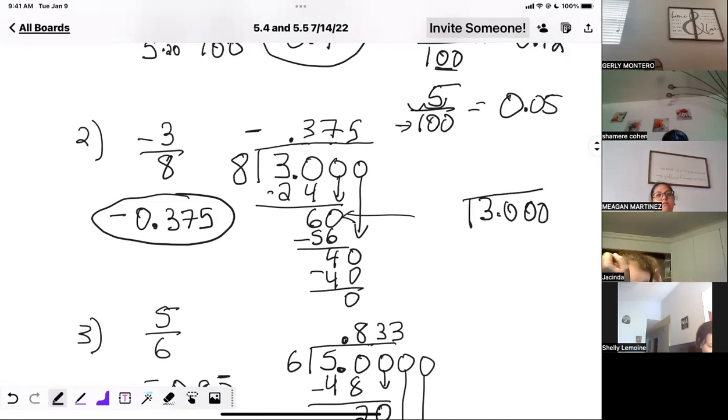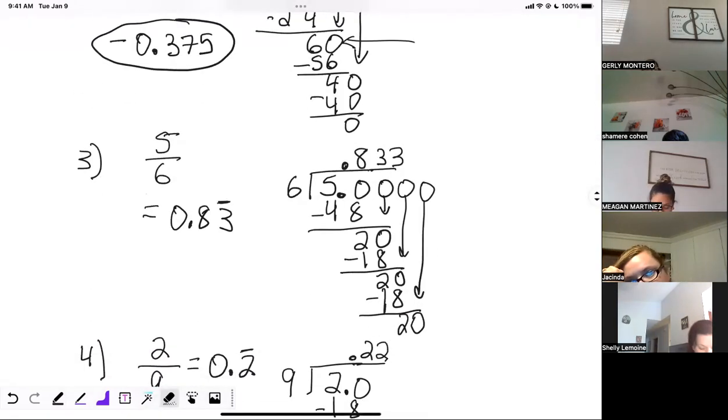3.000 divided by 8. So this was 3. This was 24. Subtract. Oh, because I added zeros, right? Hold on. It was 3. Here, let me go back to the beginning. It was 3 divided by 8, right? Okay, so you're right. I see it. Because we had to bring down a 0, so it made it 60. Yeah. Okay, perfect. I'm sorry.